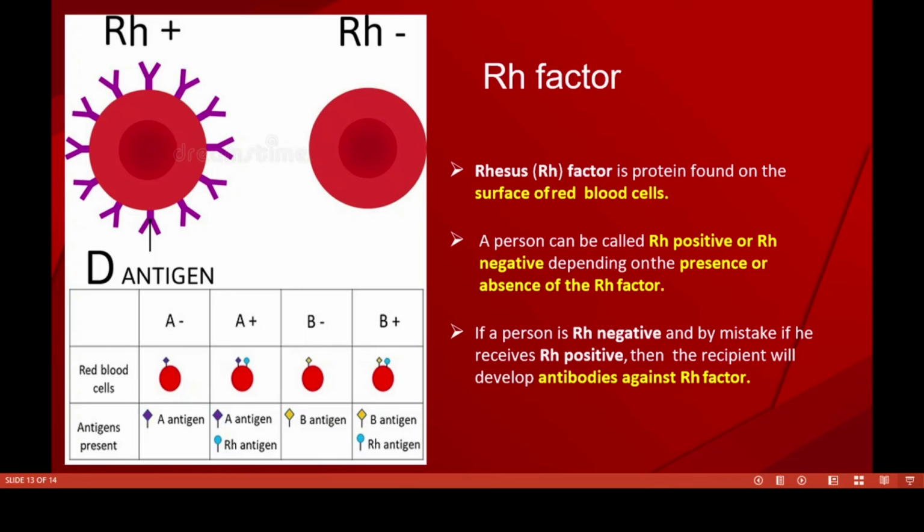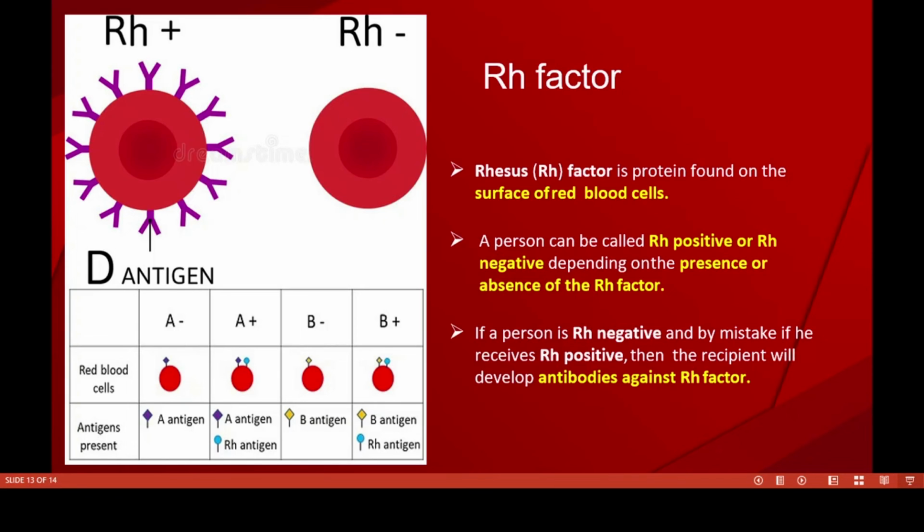Next, RH factor or rhesus factor. Rhesus factor is nothing but special antigens present on the surface of the red blood cells. This antigen is nothing but D. Most people have this antigen, I mean, 80% of people have this antigen.